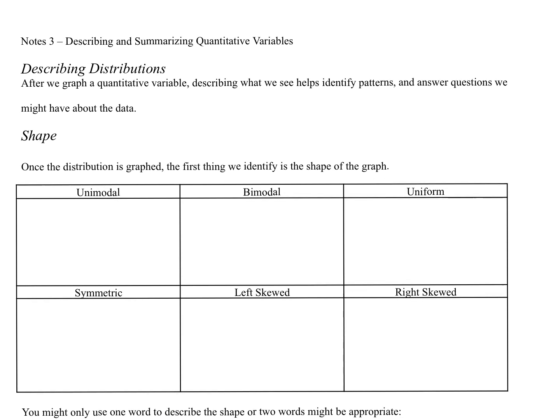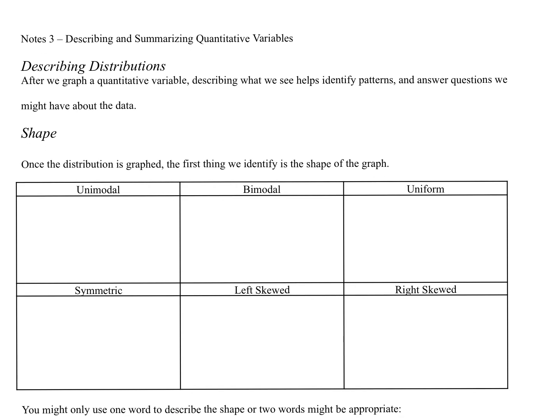So the first thing we're going to talk about is shape. Once you have graphed your distribution in whichever graph you choose to do, the first thing we do is identify the shape of the graph. The most common shape we're going to deal with is unimodal. What that means is that once you've graphed your variable, there is one hump, kind of like a camel.